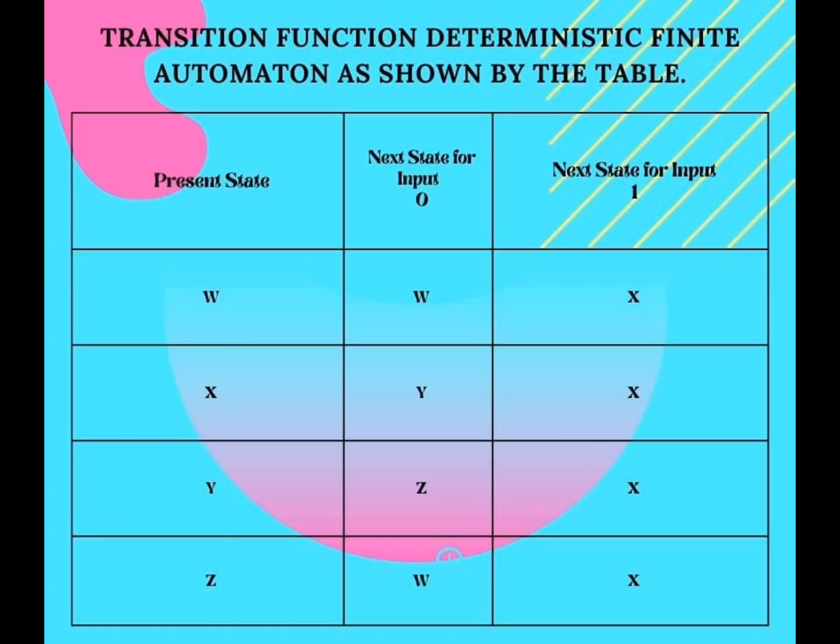Starting in W to X is input 0. X to Y is input 0. Lastly, Y to Z is input 0. To create a transition function, you should first learn or see the graph representation because it will guide you through the process.